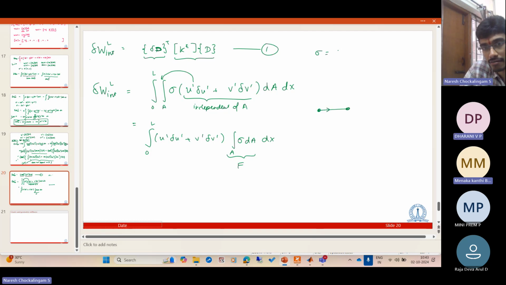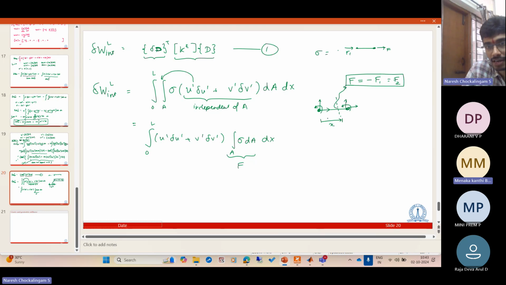This is our frame element. At any section, at a distance X, you have a section. In that section, you are integrating sigma dA. So what will that section have? That section will have some force F. But what is that force F? For equilibrium, it has to be equal to, so draw the free body. Here you have F1 and here you have a force F. It is equal to minus F1 or F2, right?